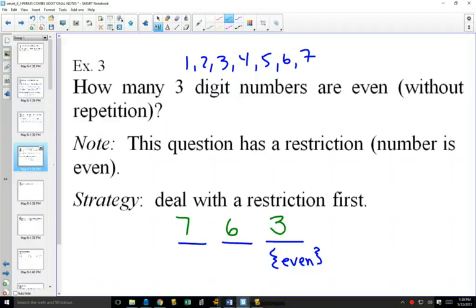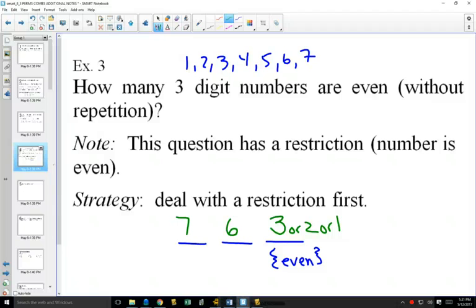But what happens if you picked one of your even numbers already with the 7? Then there wouldn't be 3 left. So then maybe you should put a 2 here. But what happens if you picked an even one for your 7 and an even one for your 6? Then you would only have 1 left. So how do we do this? 7 times 6 times 3 or 2 or 1? That would be hard to put into your calculator.